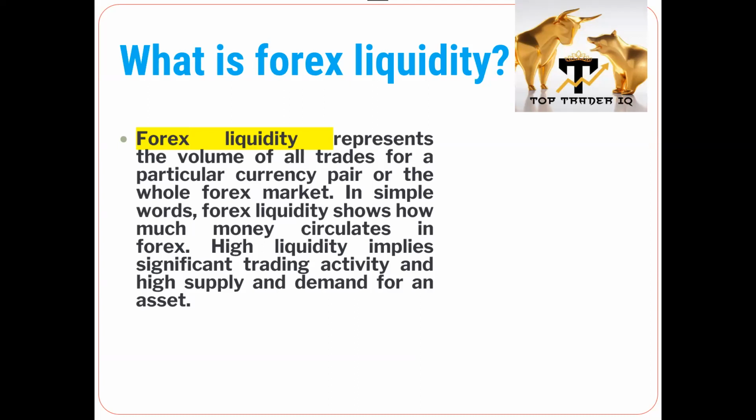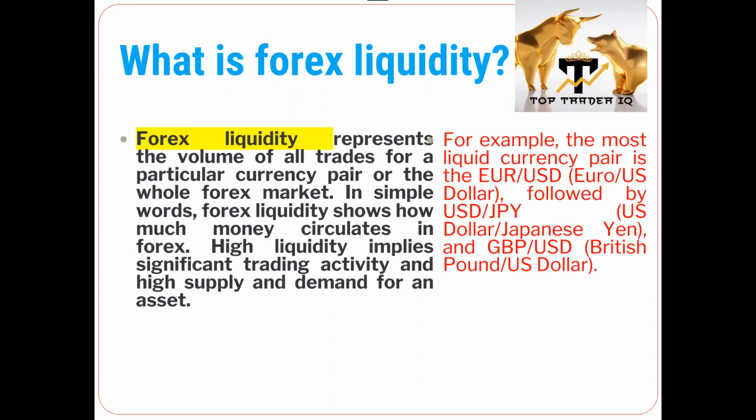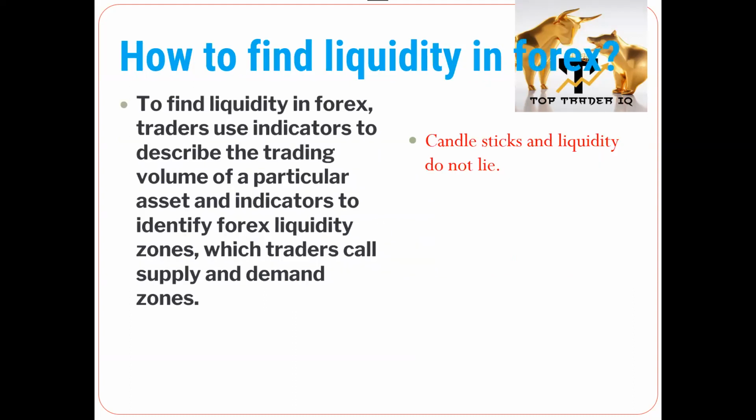Liquidity is like money, right? It is how much volume the traders are trading on the platform. The most liquid currency pairs are EUR/USD, USD/JPY, and GBP/USD. These pairs all have much liquidity in the market. That's why I normally prefer EUR/USD and GBP/USD, because they give us a good winning ratio in the market. So how can we find the liquidity in forex?